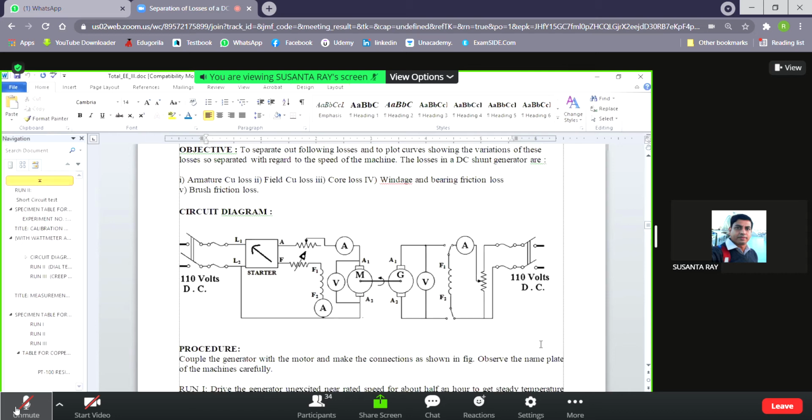Now this is the setup where 2 identical DC machines are there. In the actual setup, both the DC machines are compound machines, though they will be run either as shunt or separately excited.